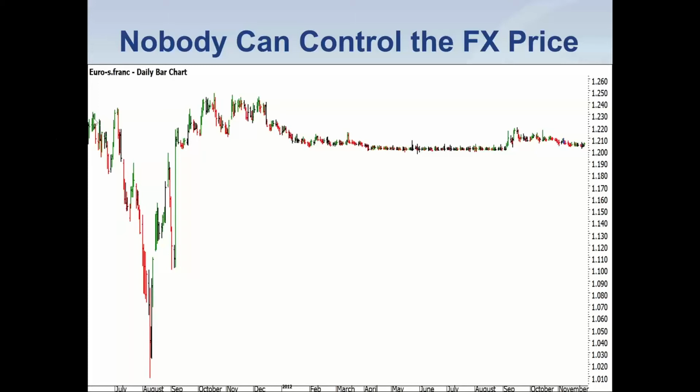Now, as you can see down here, running into this August low in 2011, which is what spurred on the Swiss National Bank to make this decision, the euro was getting very, very weak. Now this chart is the euro against the Swiss franc, so it's 1 euro to 1 Swiss franc. So if the euro is getting weak, it means the Swiss franc is very strong against the euro.